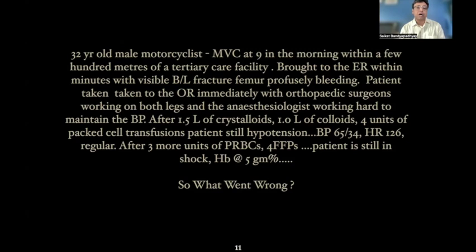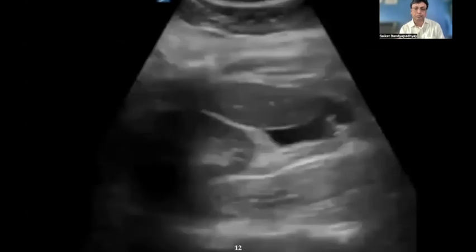the blood pressure. After 1.5 liter of loading with crystalloids and 1 liter of colloids, 4 units of packed cells transfused. The patient is still hypotensive, BP is 65/34. Heart rate is significant tachycardia, sinus tachycardia, 126. After 3 more units of PRBCs, 4 FFPs, patient is still in a shock. Hemoglobin is 5 gram per cent. So what do you think went wrong?